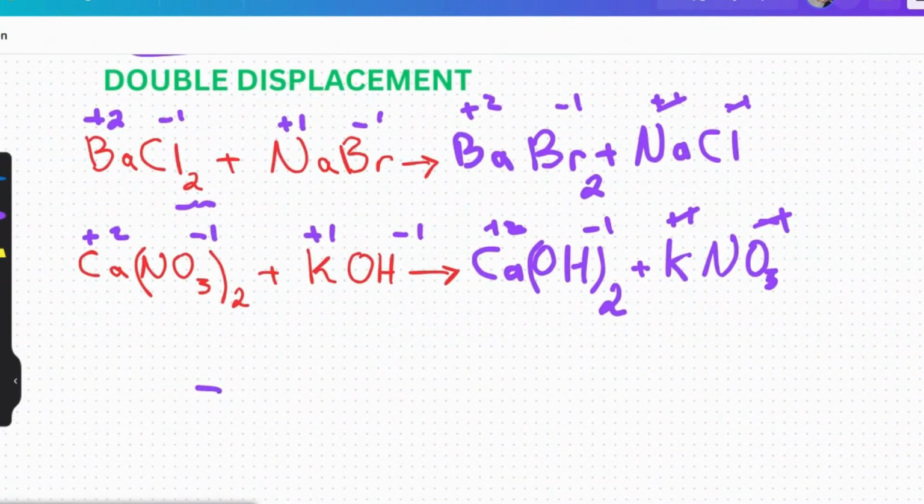Positive, negative, positive, negative. I always start with the positive, then the negative, then the other positive, then the negative, then write the charges and cross over. The last thing you have to know is to balance the equation.